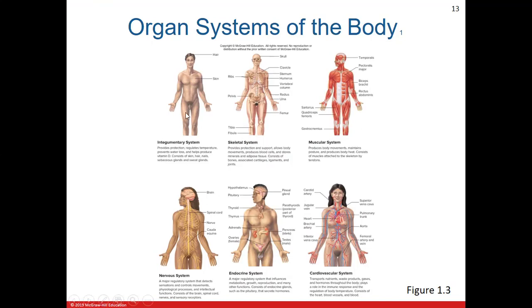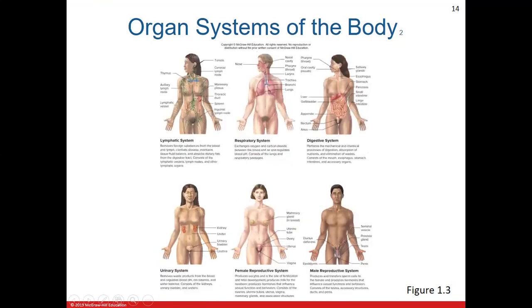Integumentary is listed here. It's basically your hair and your skin, anything that covers the body. The skeletal system is listed here, then the muscular system. Down here you have the nervous system, the endocrine system, cardiovascular, and then on the next slide you have your lymphatic system, respiratory, digestive system, the urinary system, and then male and female reproductive systems. So you have a total of 11, and on this slide they separate out male and female reproductive systems. At some point go through so that you have a general understanding of each of the main systems, but like I said, we'll go through each one in a separate chapter.